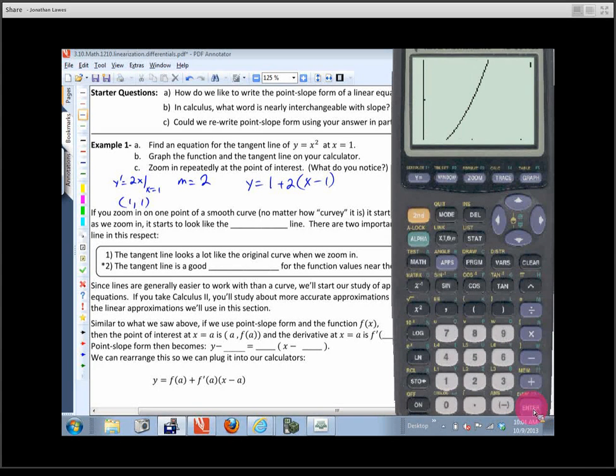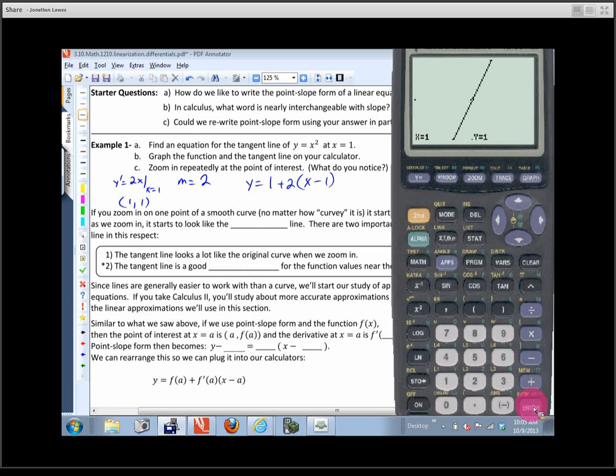Okay, there's the parabola. There's our tangent line. Okay, notice the point is still 1, 1, so I'm right at the point of tangency. I'm going to hit enter again. And if I continue doing this, I'm going to do this one more time and take a good close look. This is going to graph the parabola. Okay, then it's going to graph the tangent line. There's the parabola.